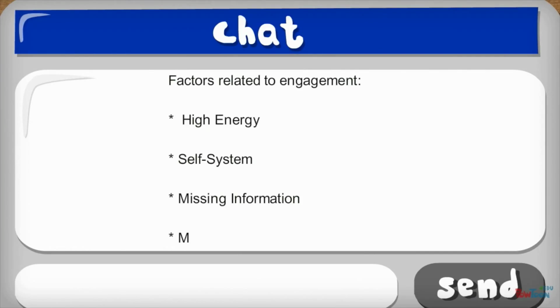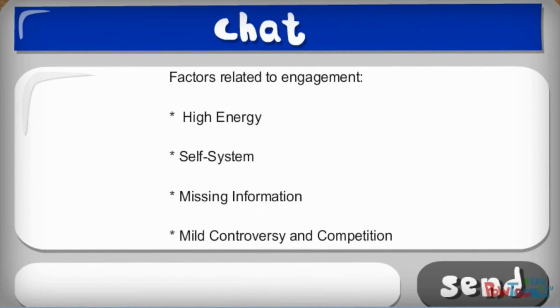In Design Question 5, we have 9 elements, and some areas to consider regarding those 9 elements, all related to student engagement, are high energy, the self system, missing information, and then dealing with mild pressure, controversy, and competition, all factors that can increase the student engagement level.